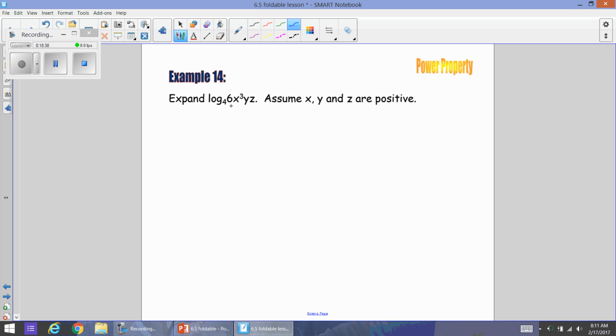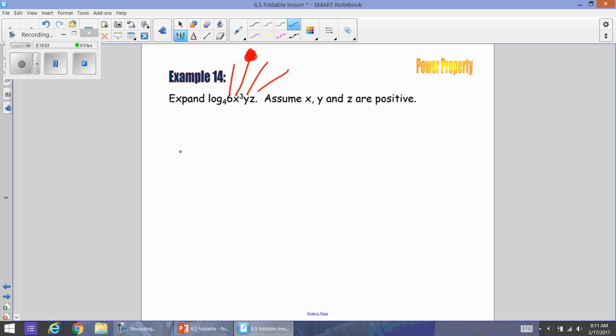All right, here we go. Look at 6x cubed y z. It's all in a row. They're all products. So are we going to have any division? No. How many logs are we going to have? 1, 2, 3, 4. And what's special about this log? It's going to have a 3 in front of it.